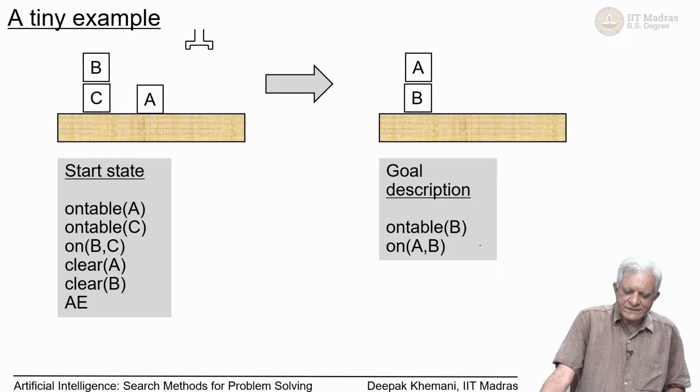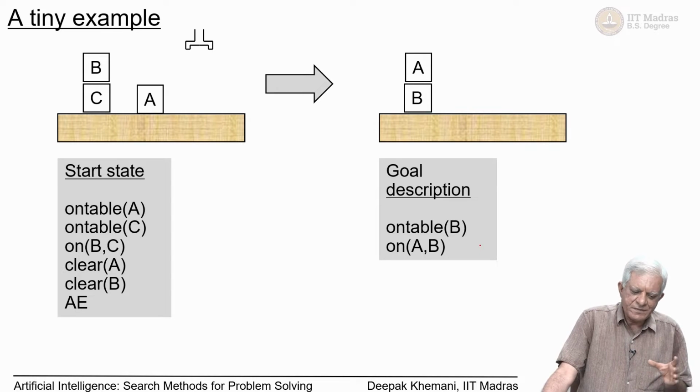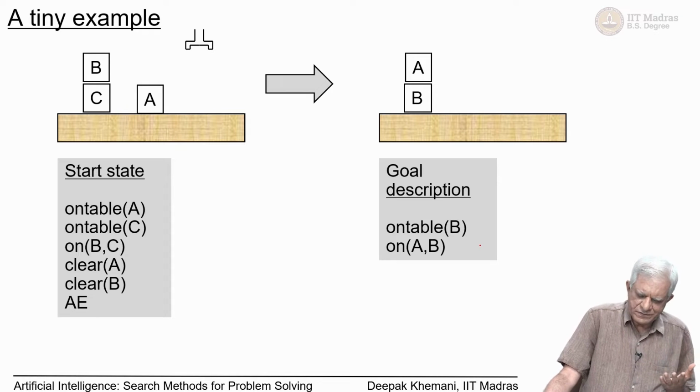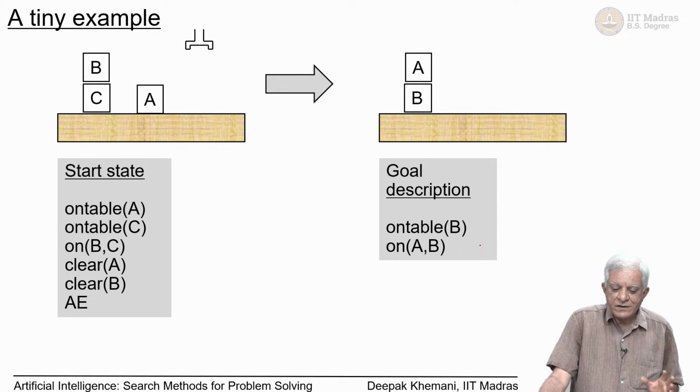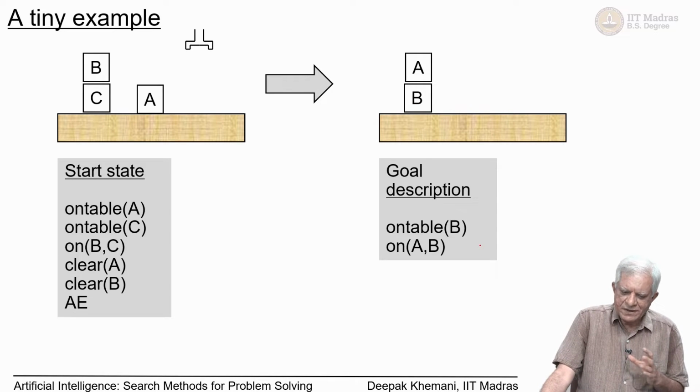So, let us look at a small example to illustrate plan space planning. In this very tiny example, you can see the start state says that B is on C, C is on the table and A is on the table, and A and B are clear. As you remember by now, the start state has to be completely specified. The goal predicates do not completely specify a state, and here we have stated two goal conditions.